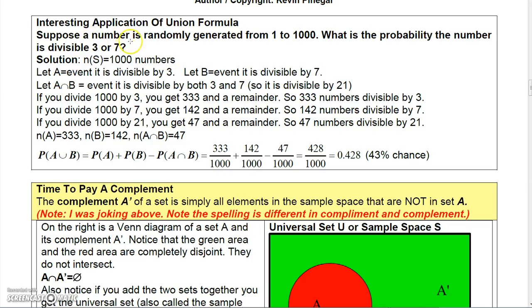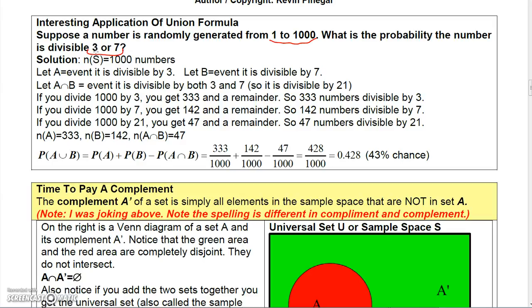Okay, one last probability of a union example is one like this. Suppose a number is randomly generated from 1 to 1,000. So that means there's 1,000 in our sample space. What's the probability that the number is divisible by 3 or 7? Well, the way we're going to do this, 3 or 7 would be like a union. So what's the probability that the number is divisible by 3 or 7?